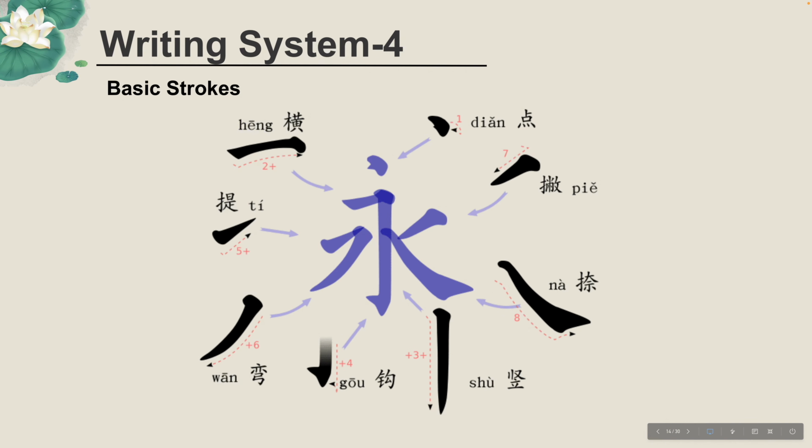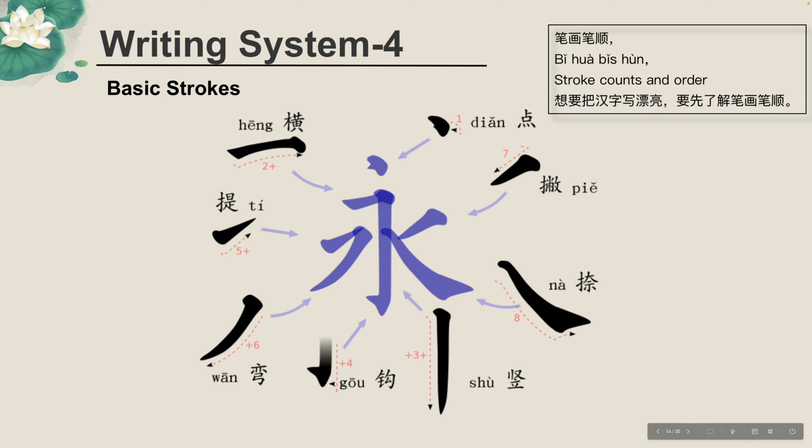Now, when you start to read Chinese characters, you learn the radicals first. How about writing the characters? You should start with the basic strokes. You not only need to know the strokes, but also need to figure out the orders. The orders and count of strokes are called 笔画笔顺. 笔画笔顺 are the stroke counts and the order.